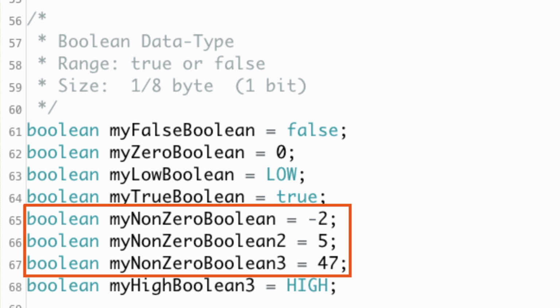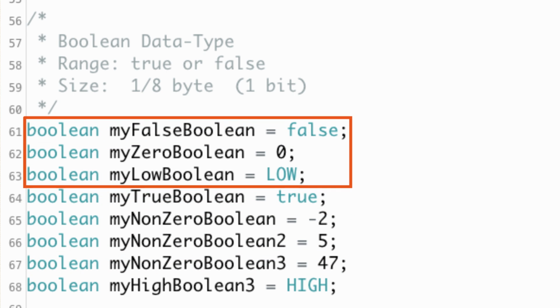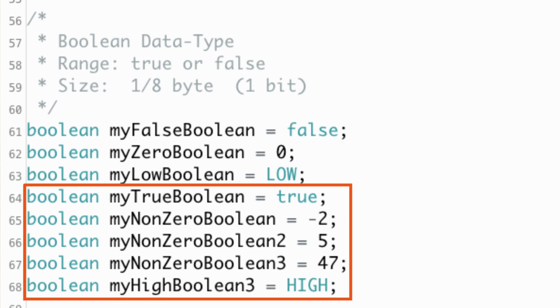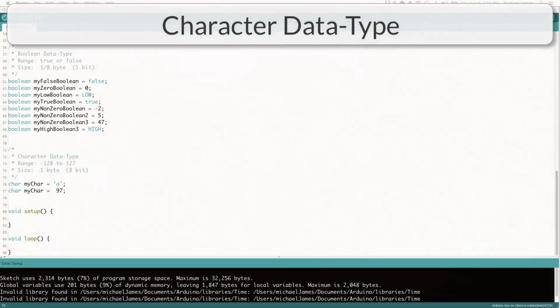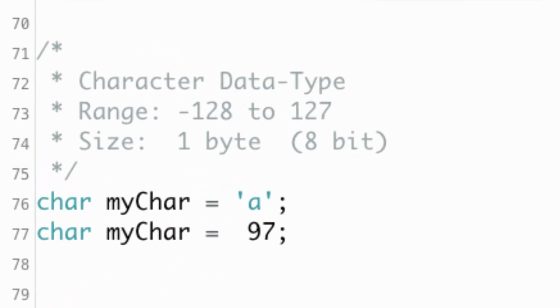Now, to be perfectly honest, false can be represented by a couple things. It can be represented by the keyword false, by the number 0, or the keyword low. We'll be talking much more about low later on. And the true state can be represented by the keyword true, any non-zero number, like we just talked about, and the keyword high. If a variable only needs to represent 2 states, then a Boolean data type is a good option to go with. This brings us to the final data type that I want to talk about, the character.